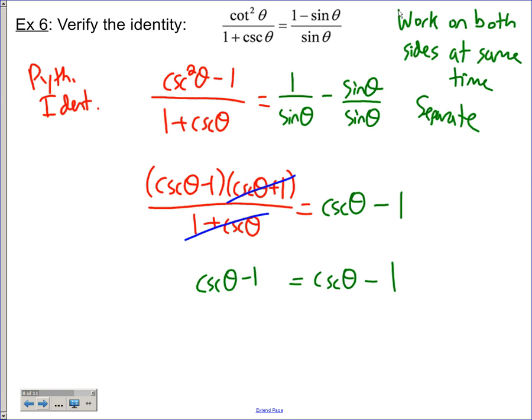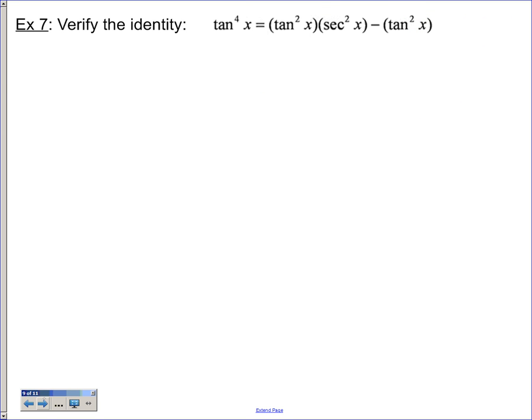All right, so it is possible to work on both sides throughout the problem, but make sure you do not move terms from one side to the other, because then we're no longer verifying the identity. All right, our last two examples involve factoring. So this example, the right-hand side, we notice that there's a tangent squared x in common. So let's factor out the tangent squared x and see what we're left with.